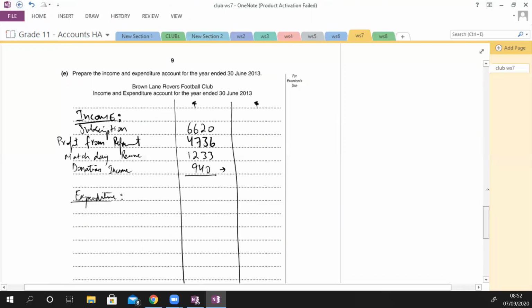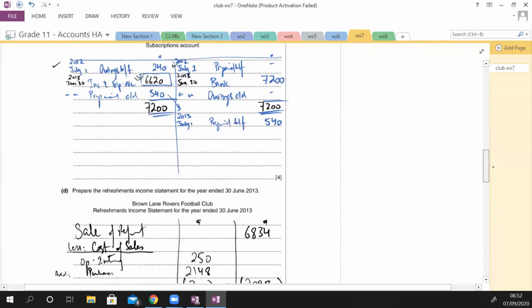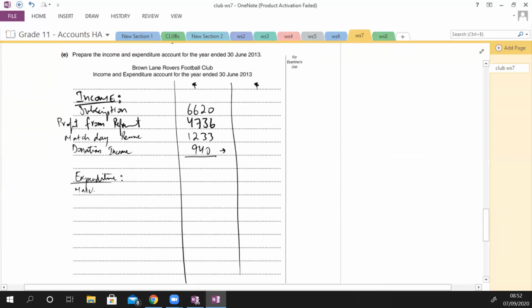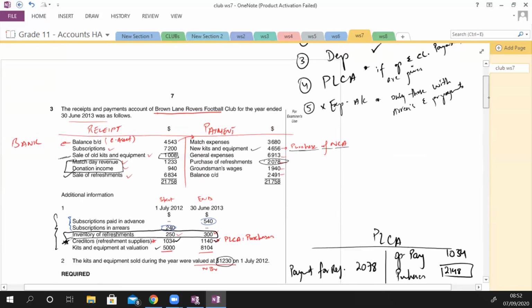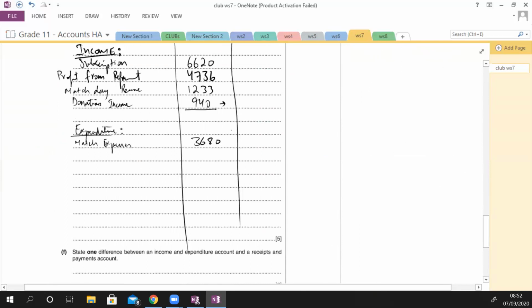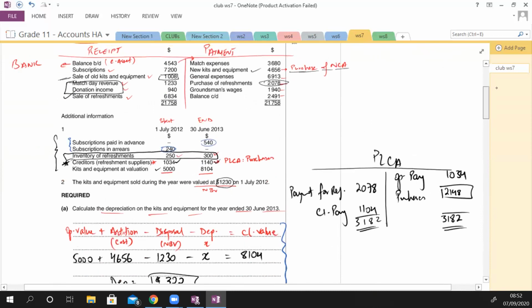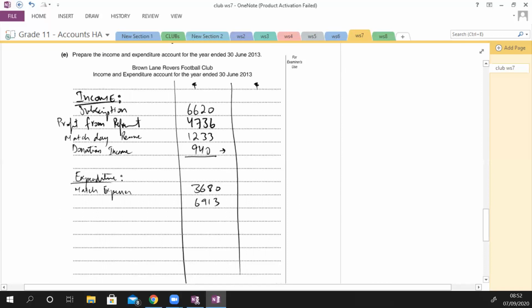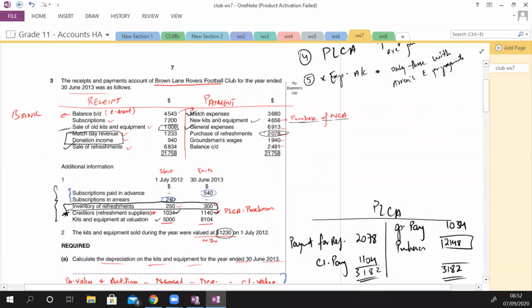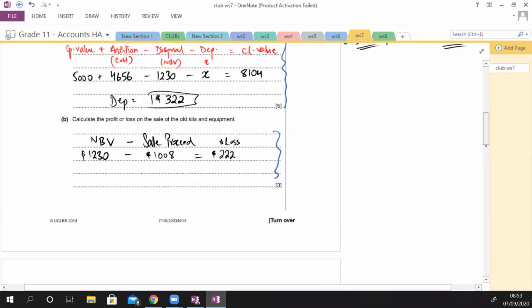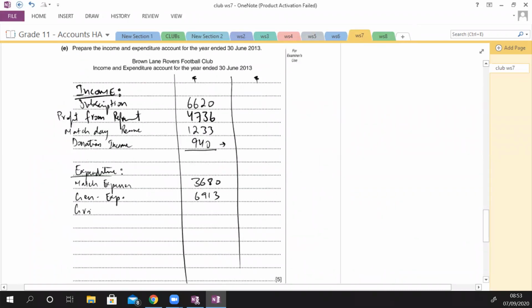Let's go through the expenditure list. First, match expenses, 3680. Next, general expenses, 6913. After match expenses and general expenses, groundsman wages is 1940. Are there any other expenses incurred by this club? Anyone? No, sir, I don't think so.